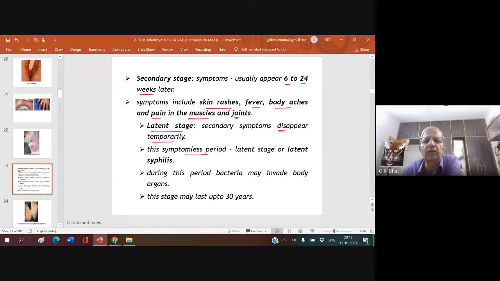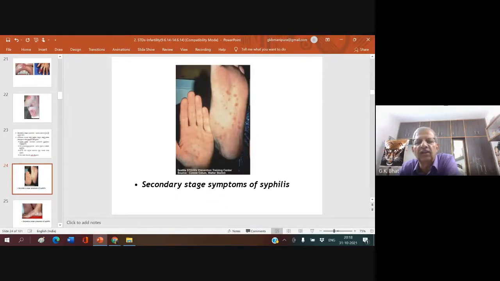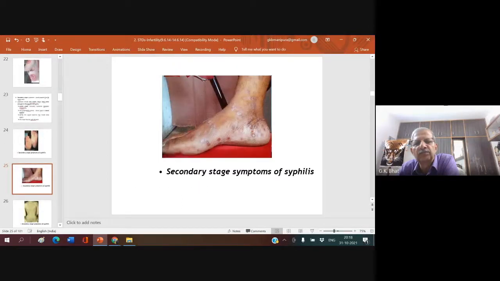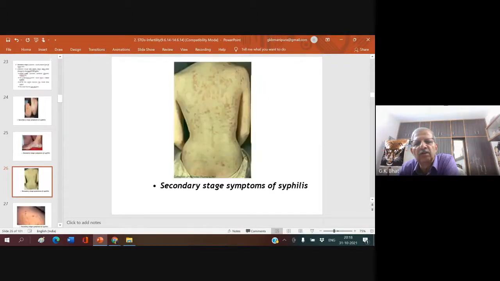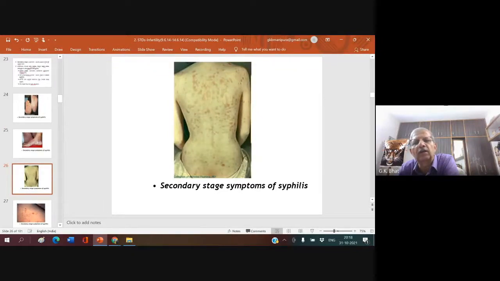This symptomless period is called the latent stage or latent syphilis. During this period, bacteria may invade body organs. This stage may also last up to 30 years. It may remain, and it gets cured also without going to the doctor. The moment one goes to the doctor, the doctor starts doubting that something unexpected, unusual has happened.